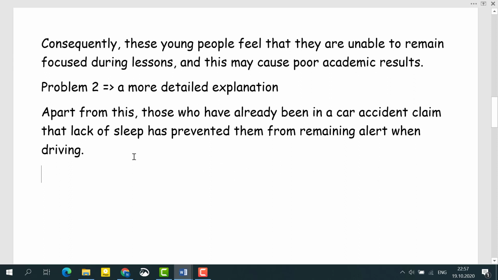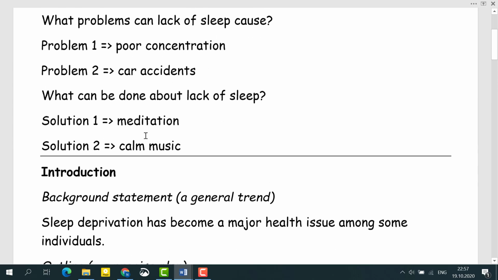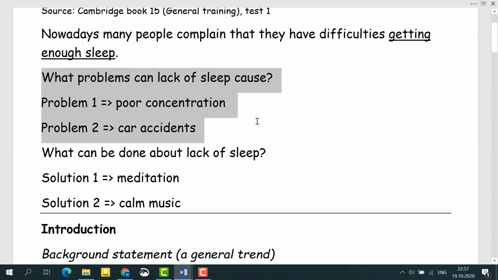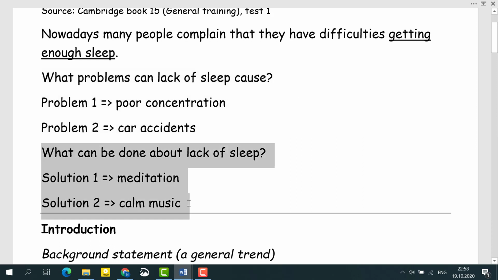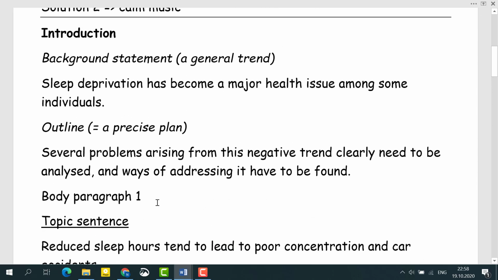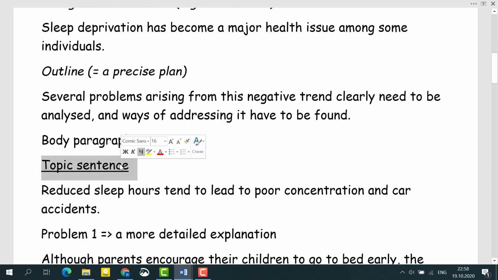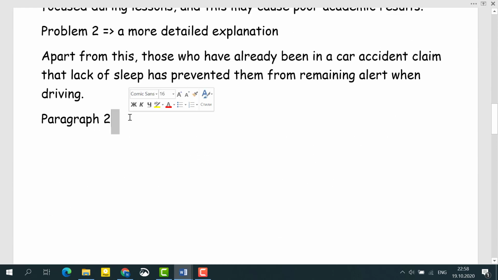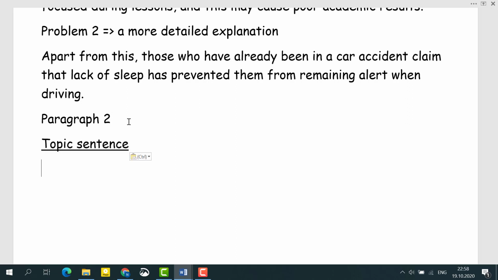So we have already analyzed and written the first paragraph. Now we need to write the second paragraph. So paragraph 2. Okay, so we have answered this first question. Now we are going to talk about this. So what can be done about lack of sleep? Okay, I will mention again meditation and calm music as highly effective solutions to this problem. Okay, so we are going to write our first topic sentence here. Okay, so which is very, very important, which conveys the central idea. So how can we do it?